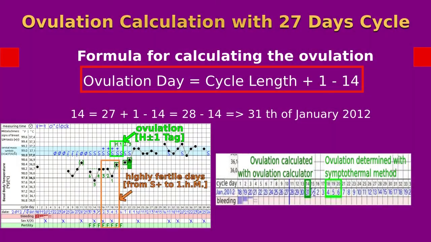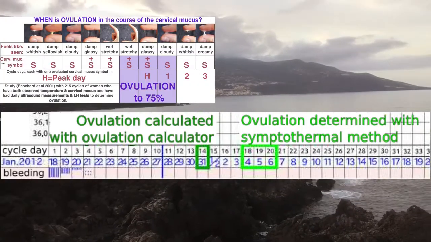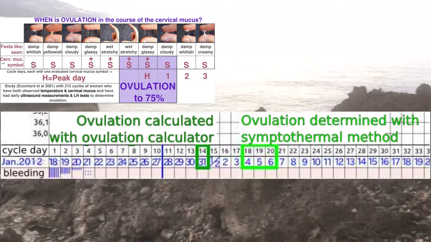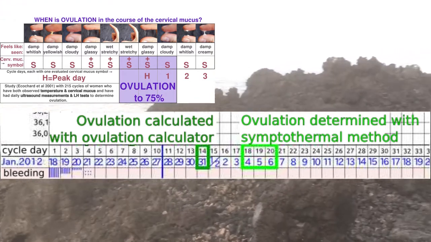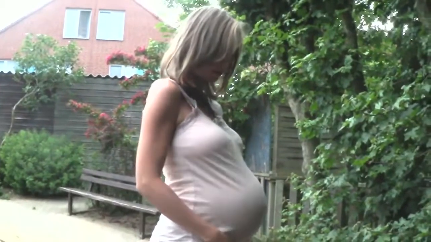So now I show you the example with the 27 days long cycle. The ovulation calculator assumes that ovulation occurs exactly 14 days before the expected period. That would be the 31st of January 2012. The symptothermal method determined a time frame for the ovulation from February 4th to February 6th, 2012. Clearly, the ovulation calculator has set ovulation too early and you would only get pregnant in this cycle with a good deal of luck.